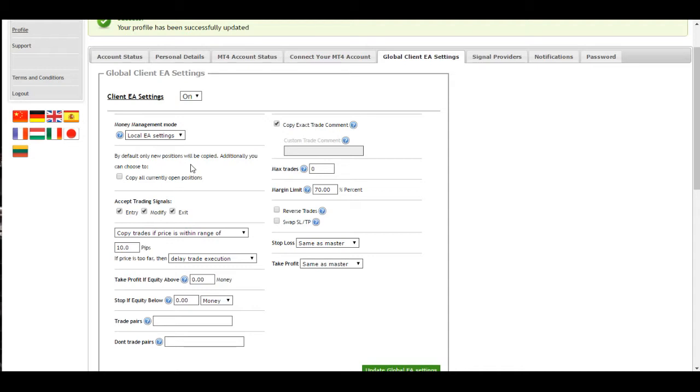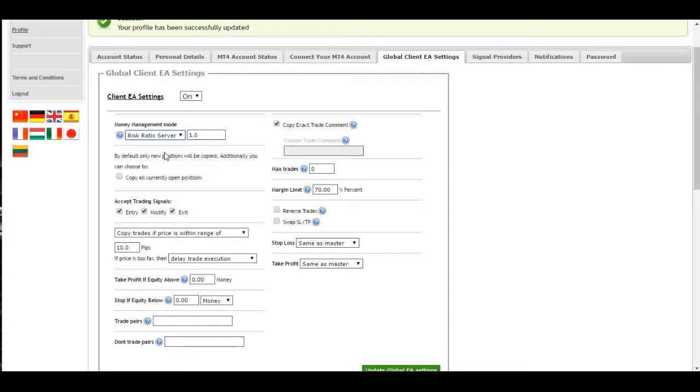So if you hit local EA settings, ideally you're going to copy the trades exactly as they happen. All right, nothing's going to change. So if the signal provider or the teacher account has $1,000 in it and your account has $100 in it, you don't want to select this option. All right, and if you want to change those options, you want to select something else.